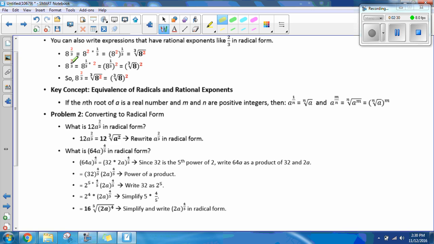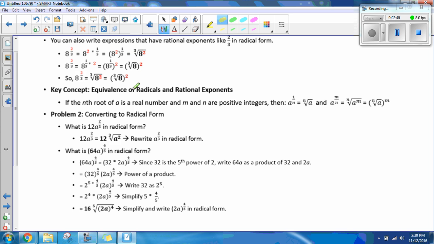Similarly, we can also do 1/3 times 2, and 8 to the 1/3 power is the cube root of 8. So basically, we're taking the cube root of 8 and raising it to the second power. These are both equivalent.